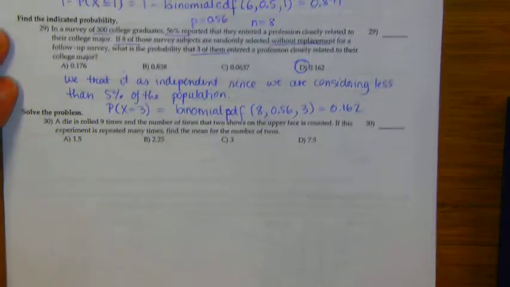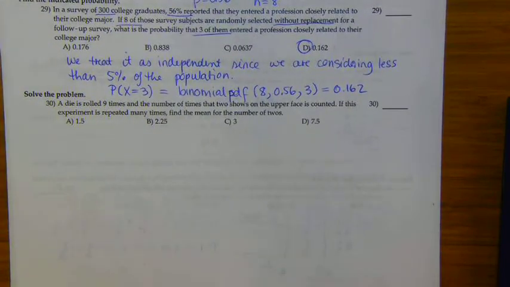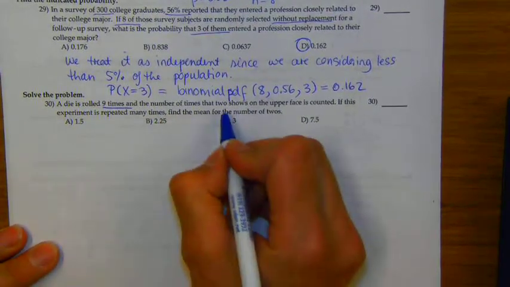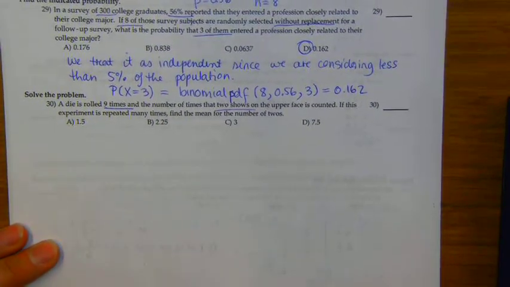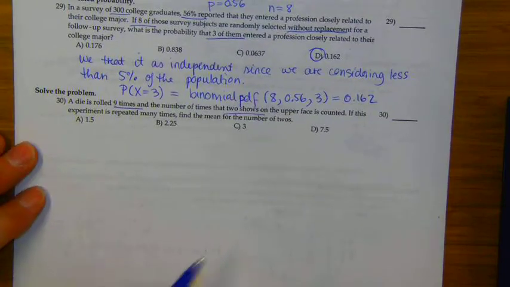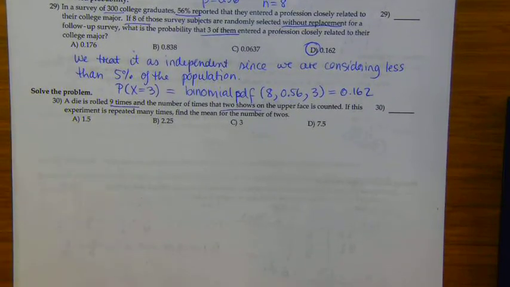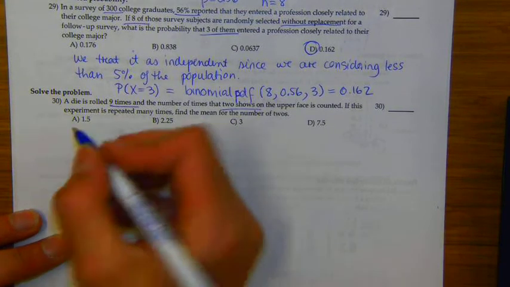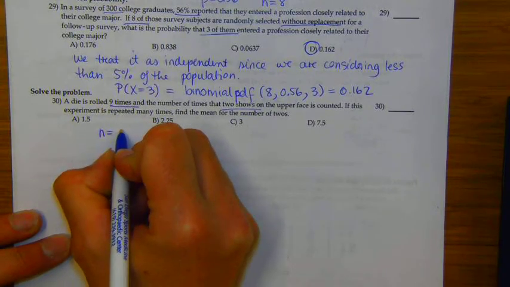And then we have just one more question over here. A die is rolled 9 times, and the number of times that 2 shows up on the upper face is counted. If this experiment is repeated many times, find the mean for the number of 2s. So we roll a die 9 times, and we want to know what is the mean. So what do we know over here?